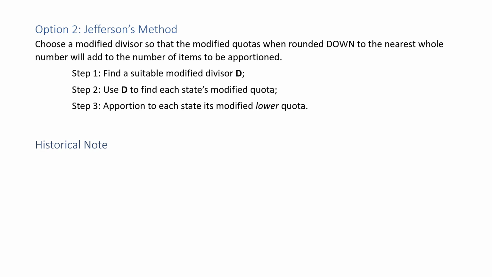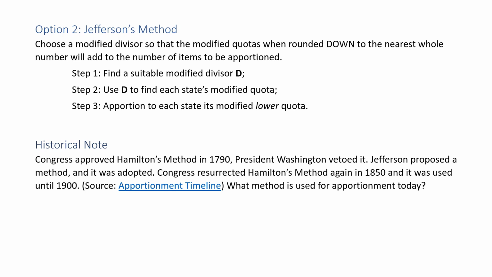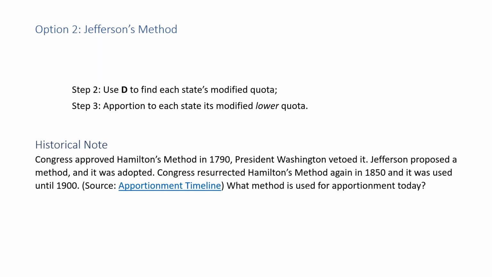Here's an interesting historical note. Congress approved Hamilton's method in 1790. President Washington vetoed it. Jefferson proposed a method, and it was adopted. Congress resurrected Hamilton's method again in 1850, and it was used until 1900. What method is used for apportionment today?